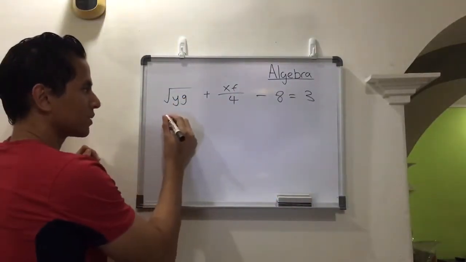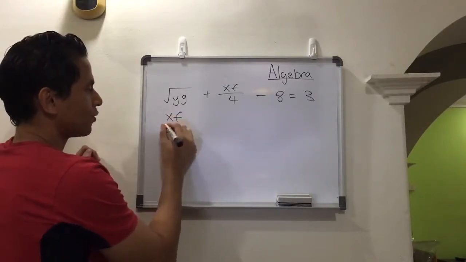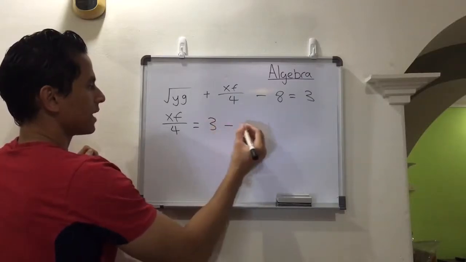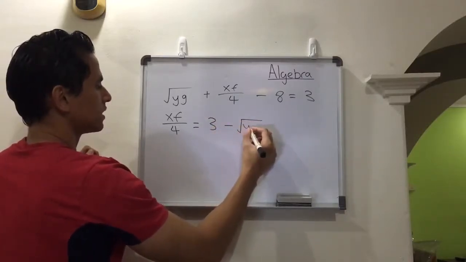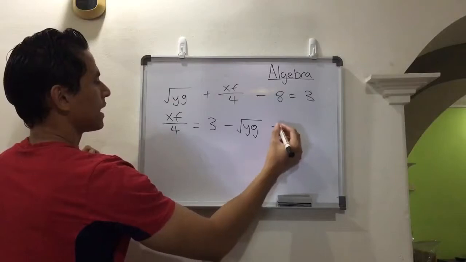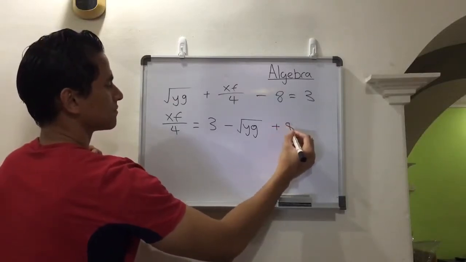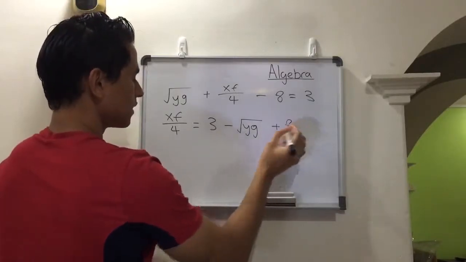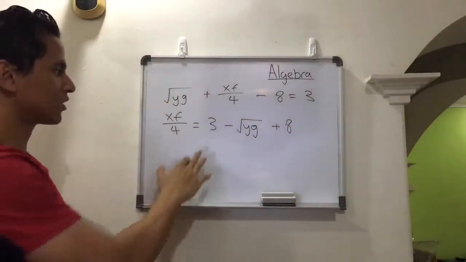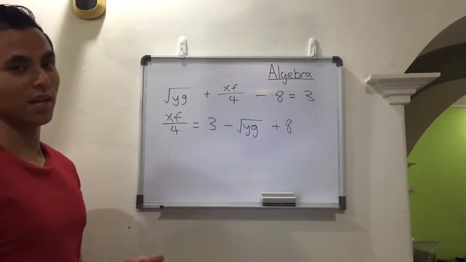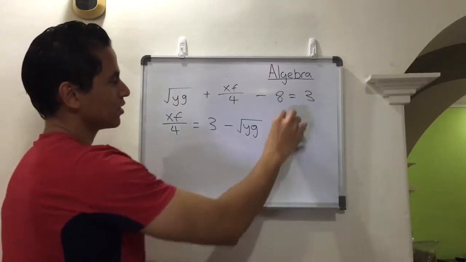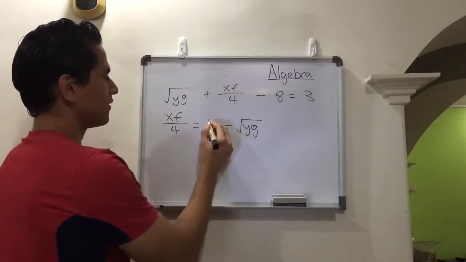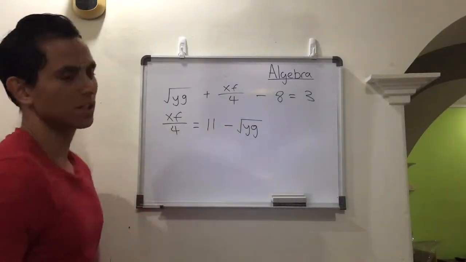So therefore, this will become xf over 4 equals 3 minus square root yg plus 11 plus 8. Okay? So now at this point, I realize that 3 and 8, we can just join them together, so it will become 11. So I'm going to do that. So this gives us 11 minus square root yg.